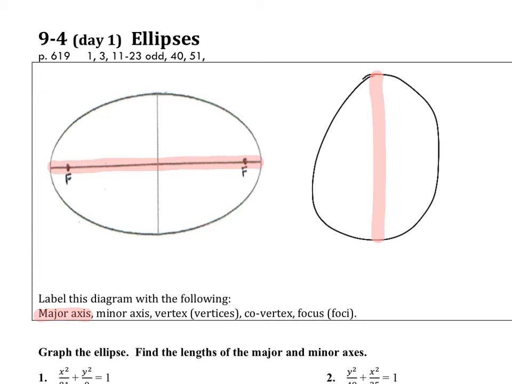All right, next up we have the minor axis. I'll label this in blue. So the minor axis is the short one. So these are minor axes. All right, next we have the vertices. So the vertices are on the end of the major axis. The co-vertices are on the end of the minor axis.